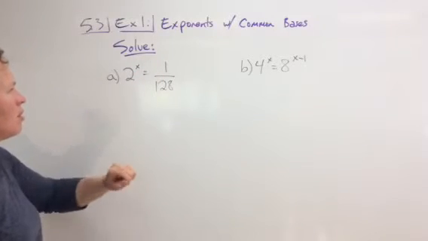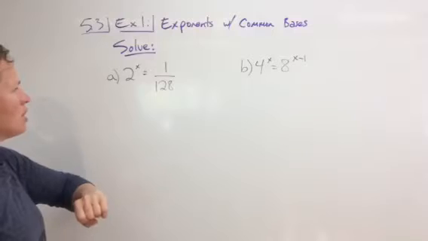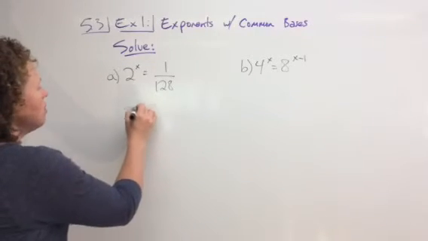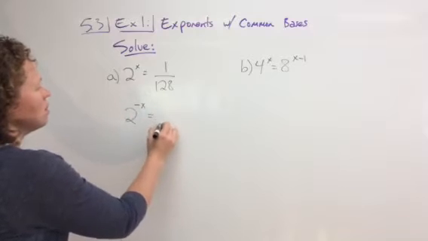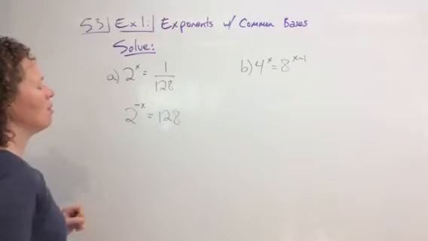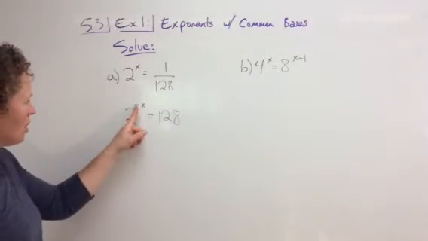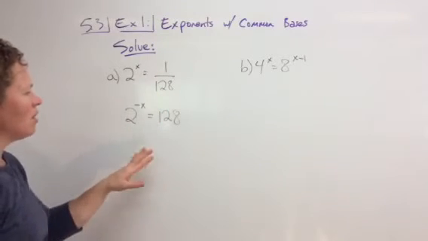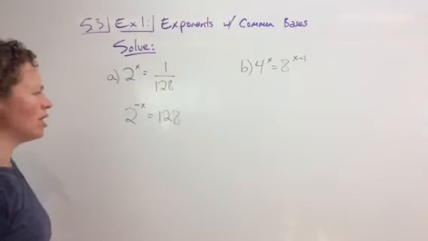First thing I'm going to remember is that if I have an inverse relation like this, that guy's a negative. So I can even just write 2 to the negative x equals 128. That way it simplifies it for me. I know that there's going to be a negative here because that's how this flippy thing happened. And now I just have to focus on 2 to the power of what is 128.